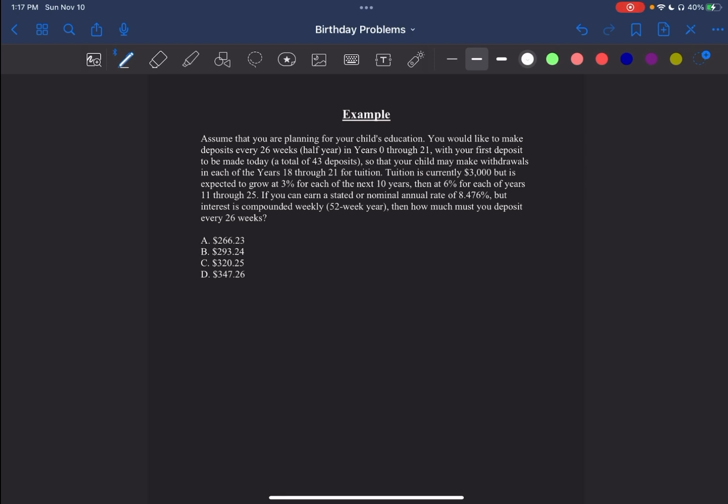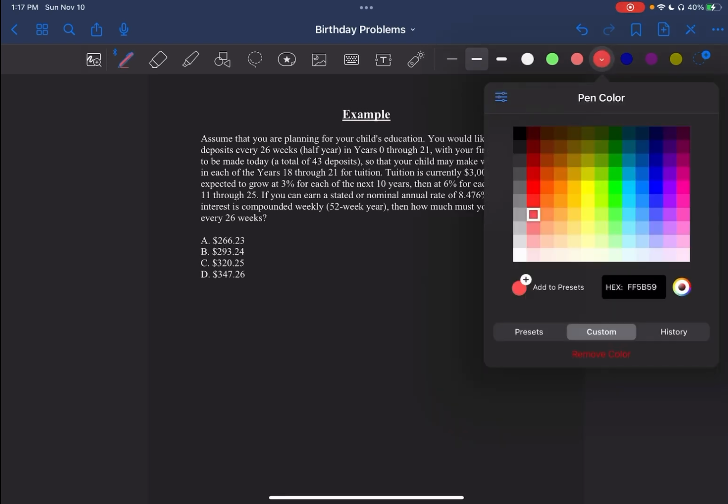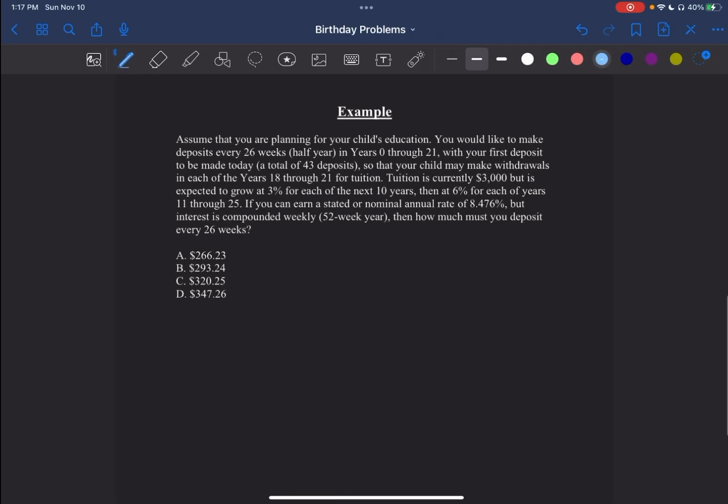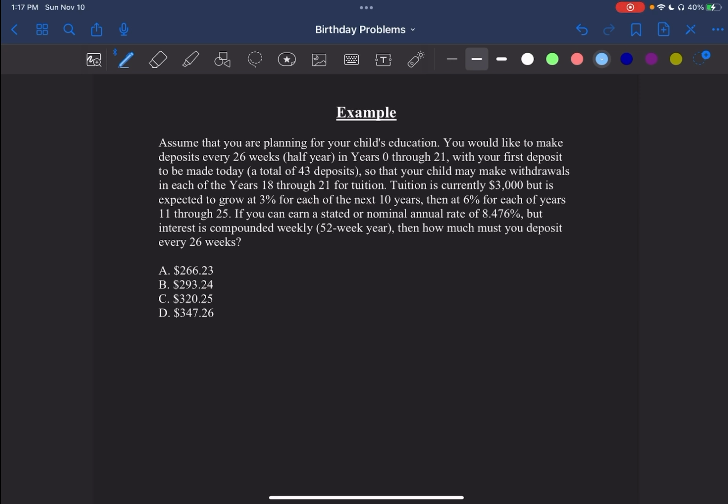So let's break down this question and make it a little more digestible. The first thing I see is we're going to make deposits every 6 months, so half a year, and we're starting today. That's important. Also, we're going to make withdrawals in years 18, 19, 20, and 21.